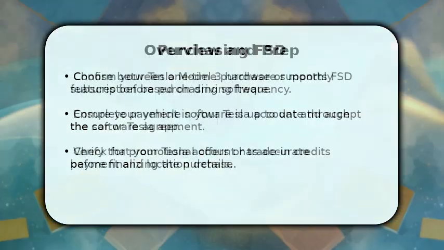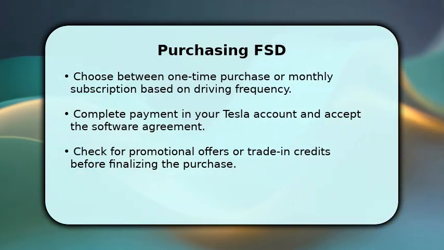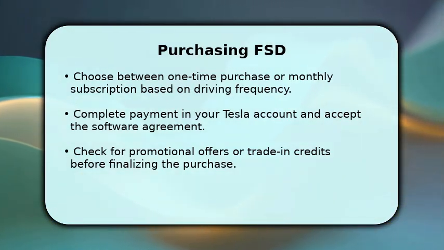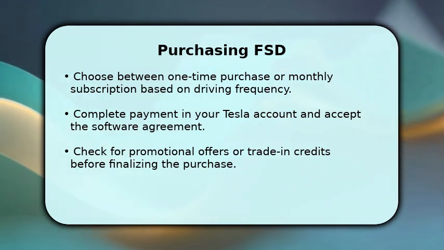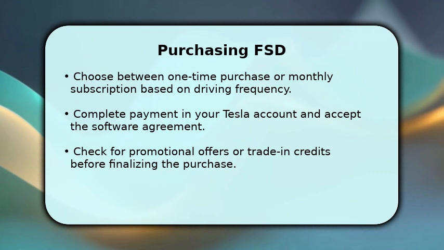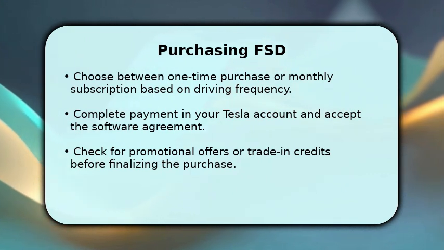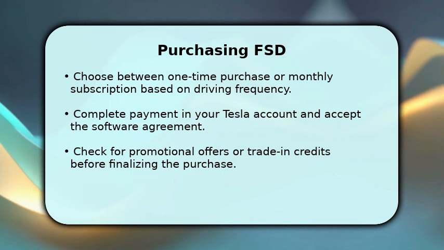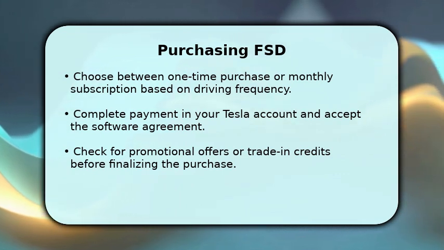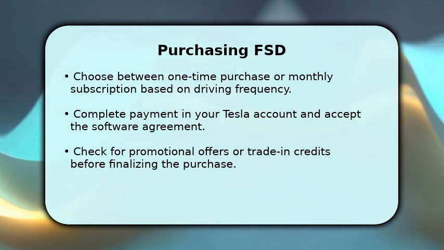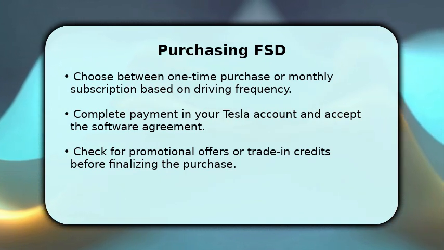Warmly walk through buying FSD in your Tesla account by selecting either a one-time purchase or subscription. After selecting your option, enter payment details and accept the terms shown on screen. Allow a few minutes for Tesla to process the purchase and push the feature to your car, and keep your vehicle online so the download can start automatically without interruption.